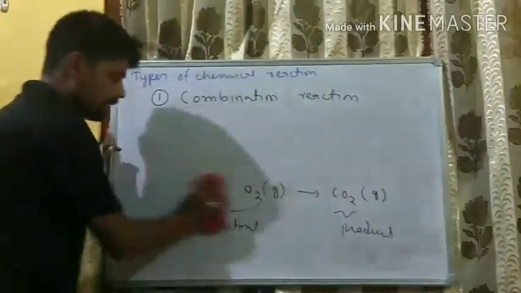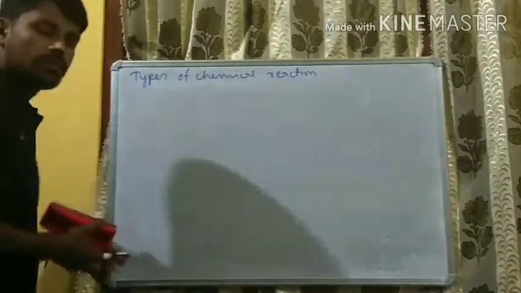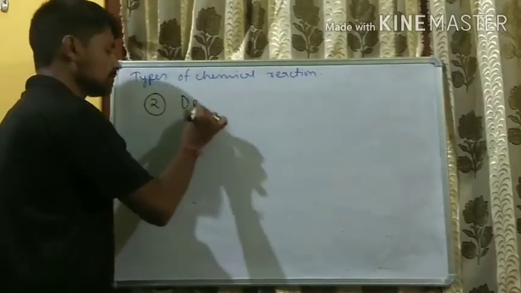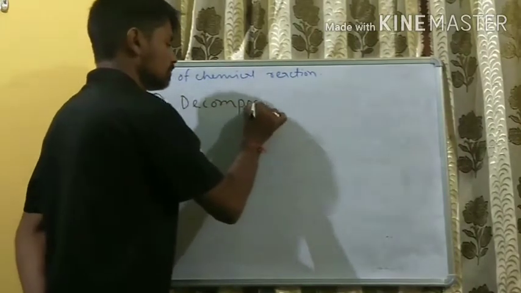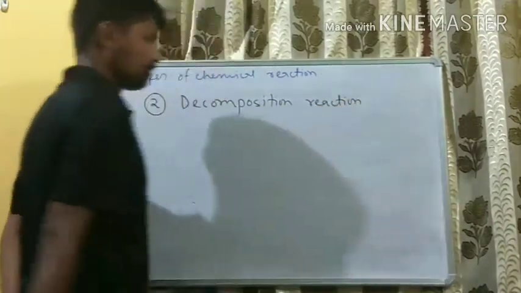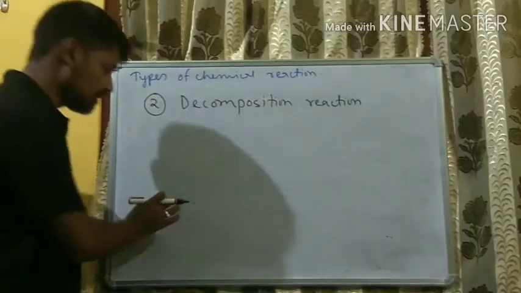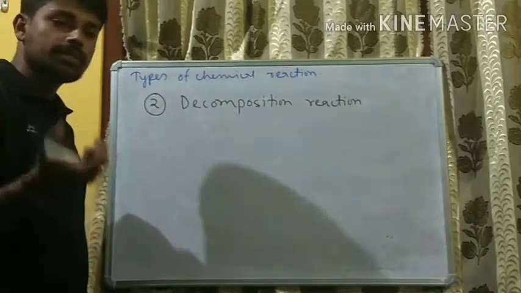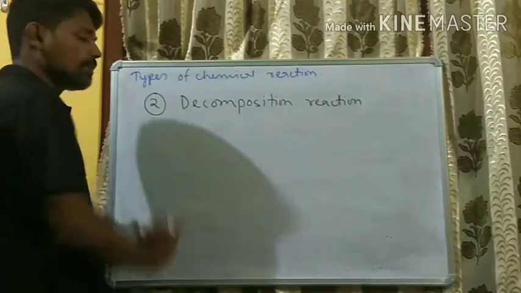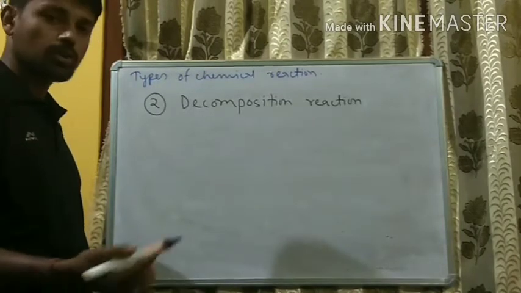Okay. Now let us move to reaction number 2, which is decomposition reaction. It is the opposite of combination reaction. In combination, we have seen that two or more than two reactants are combined to give a single product. In the case of decomposition reaction, the number of reactant is 1 and the number of products may be 2 or more than 2.